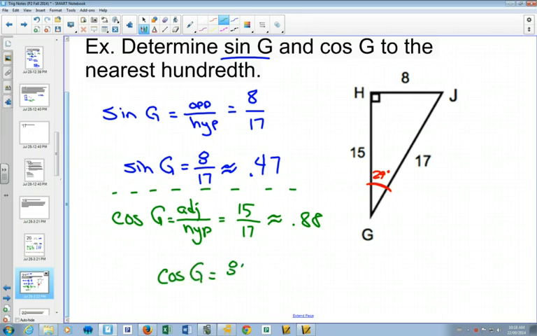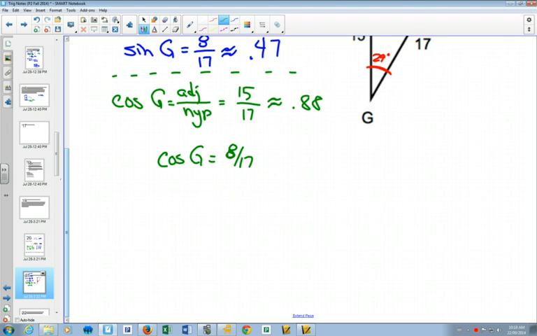cos of G is 8 over 17. How do I get rid of the cos? What's the inverse of cos? Cos inverse. So we do cos inverse on both sides. We can't divide by cos, because cos isn't a number by itself. Cos isn't a number. It's a function. You can't divide both sides by cos. That won't make sense because cos isn't a number.